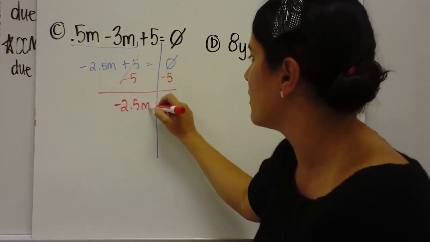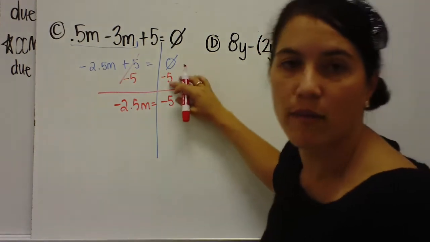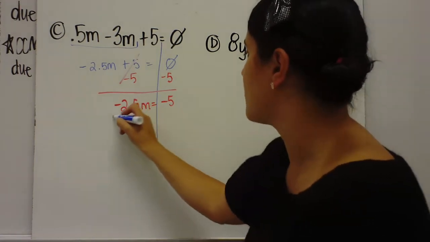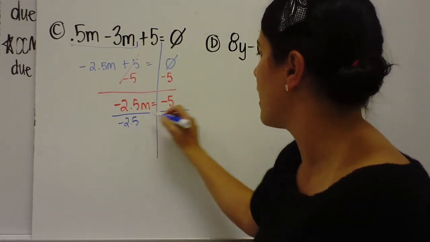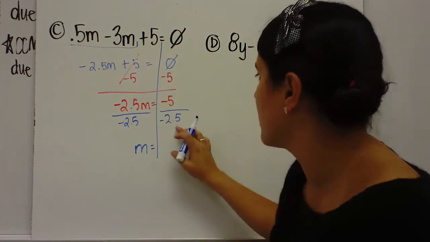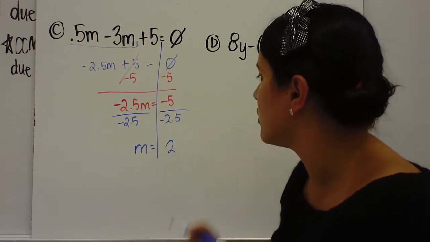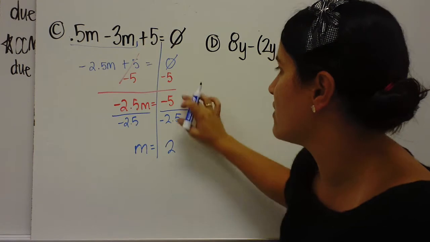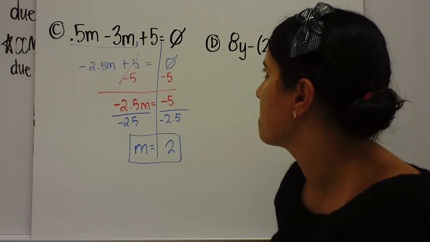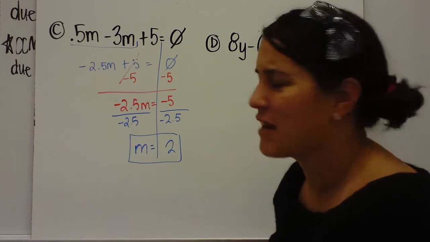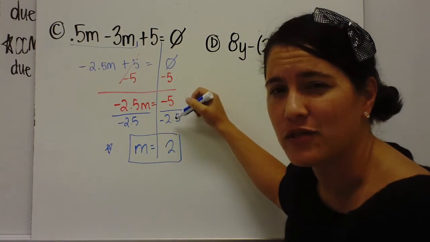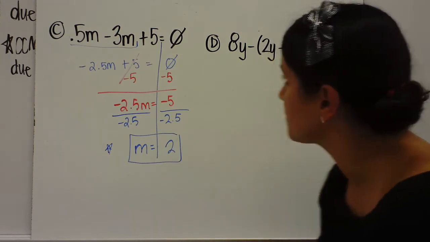Negative 2.5m is going to equal negative 5. 0 minus 5 is negative 5. My last step, I'm going to divide both sides by negative 2.5. And negative 5 divided by negative 2.5, I know it's going to be positive. I think it's 2. Because 2.5 is half of 5. Positive 2. We're going to have to check that one. If you have a calculator, check, because I don't have a calculator. Type in negative 5 divided by negative 2.5, and let me know tomorrow if I'm right or wrong.